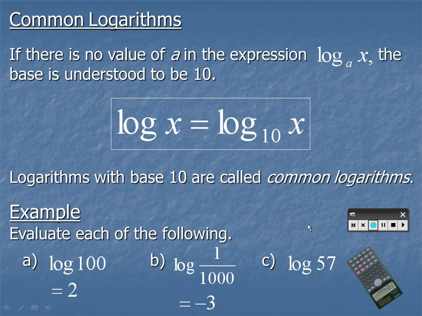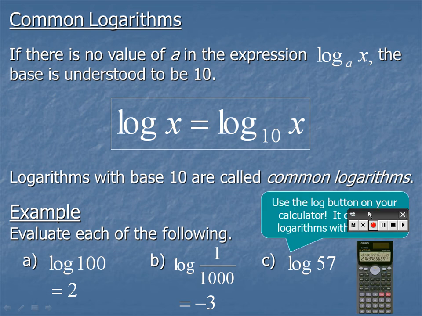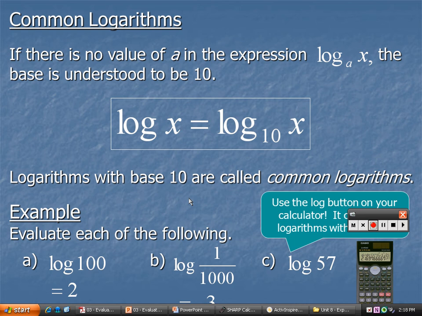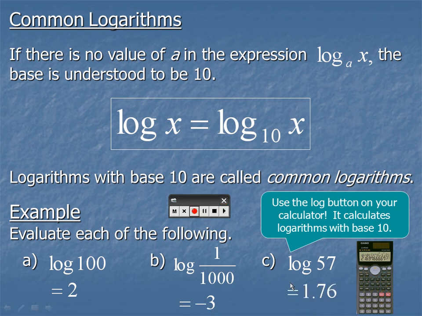So you punch it in your calculator, using your log button. It calculates logarithms with base 10. You punch that in, and it comes out to about 1.76. Of course, on any test or anything like that, we'll tell you exactly how many decimal places we want in any particular situation.